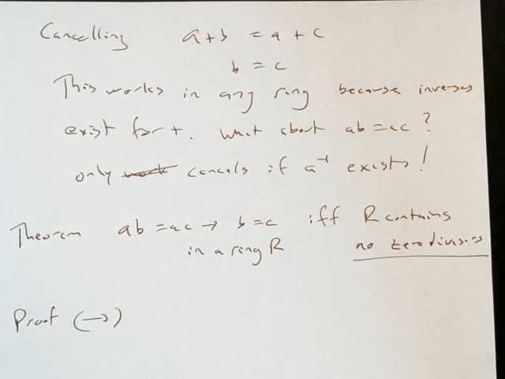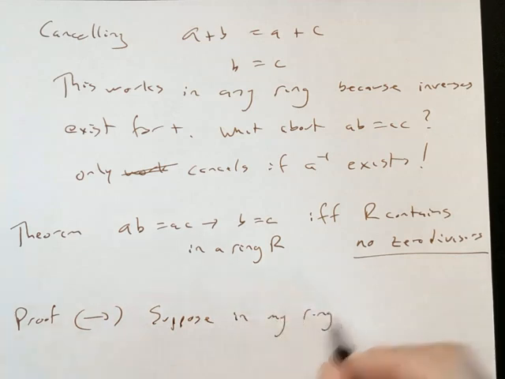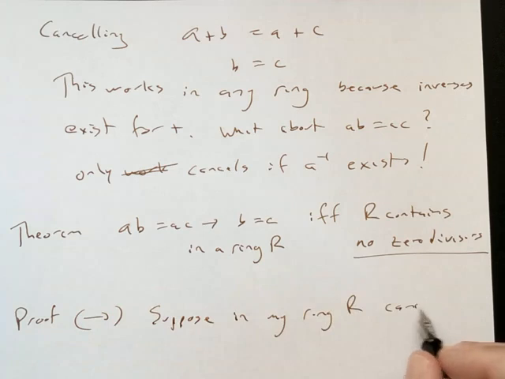If canceling works, can't have any divisors of 0. Why? I want to prove this. I need to figure out why canceling working prevents me from having 0 divisors. I have 0 divisors if I take 2 non-zero things and I get 0. So let's start there. Suppose in my ring R, cancellation works.